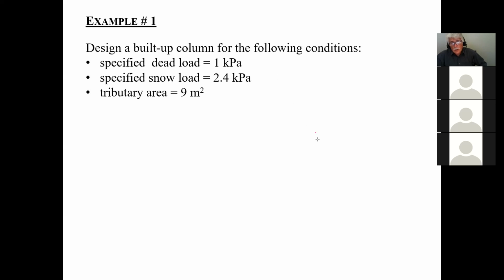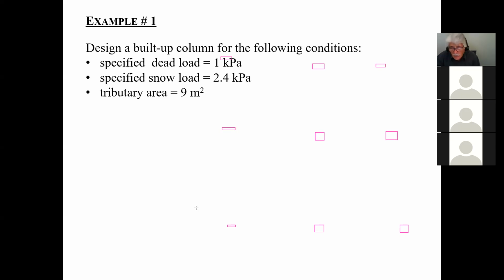Okay. I've got a column here. I've got a column there. I've got a column there. I got a column there. I got a column here. I got a column here. Okay, I got a column here. I got a column here, and so on. In other words, I got a series of columns, or I have a wall, whatever it is.